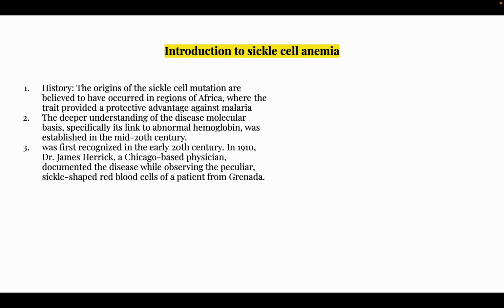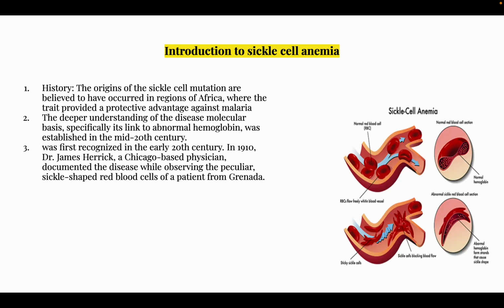Sickle cell anemia was first recognized in the early 20th century. In 1910, Dr. James Herrick, a Chicago-based physician, documented the disease while observing the peculiar sickle cell-shaped red blood cells of a patient from Grenada. This was the first time the characteristic sickle cell shape of the red blood cells was described in Western medicine. The origins of sickle cell mutations are believed to have occurred in regions of Africa where the trait provided a protective advantage against malaria. This genetic adaptation was passed down through generations.